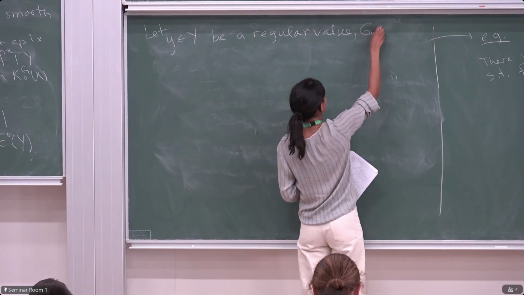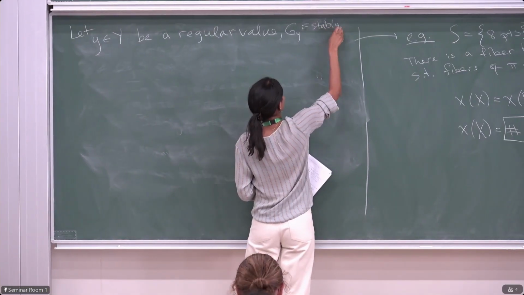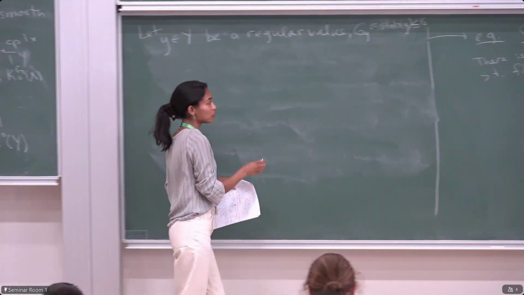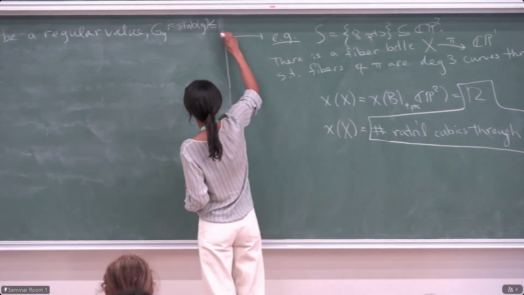Let's say g sub y is its stabilizer. We know we have lots of regular values by Sard's theorem. What we don't know is that we have a regular value that's a fixed point. So let's just not assume that we need one.